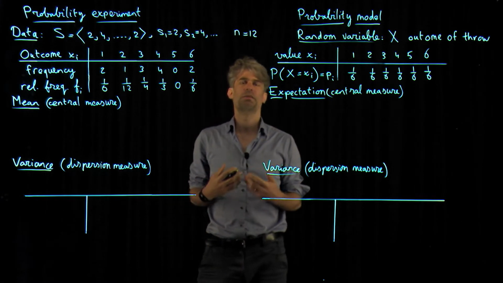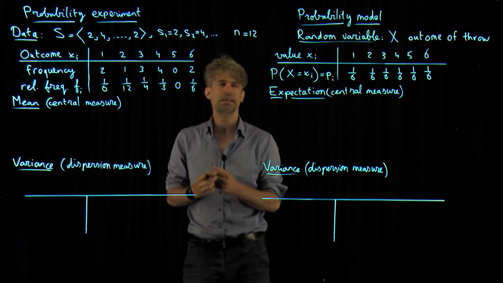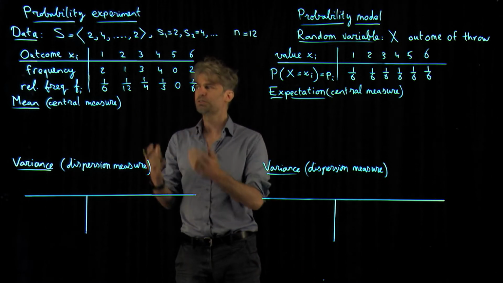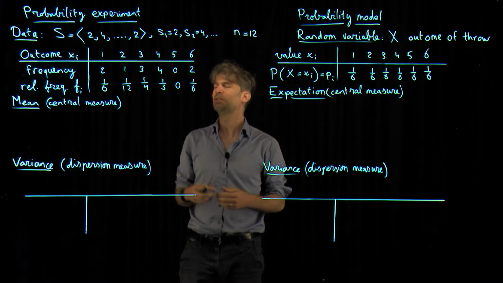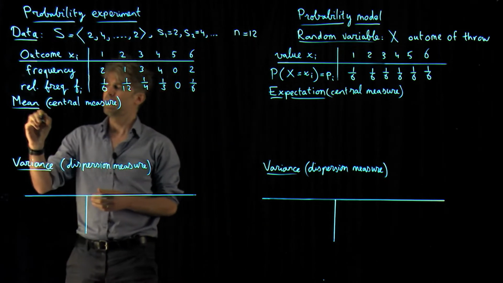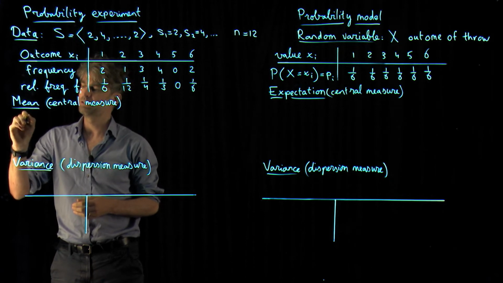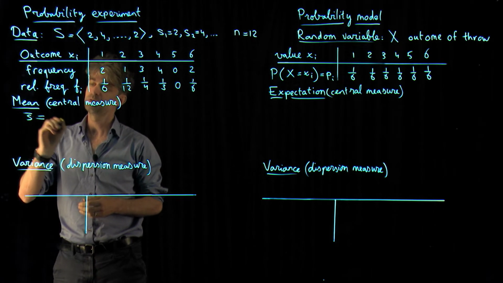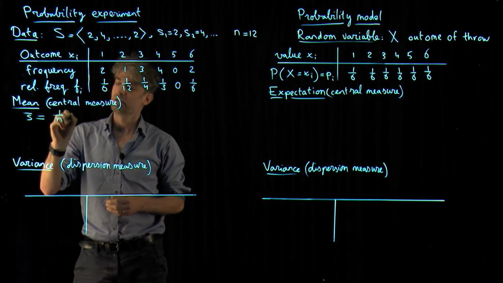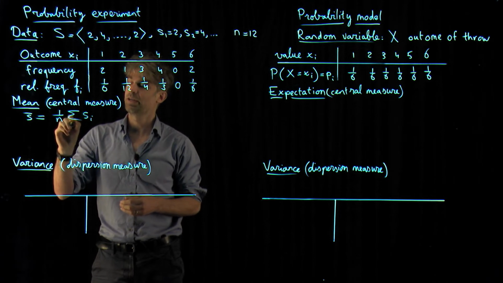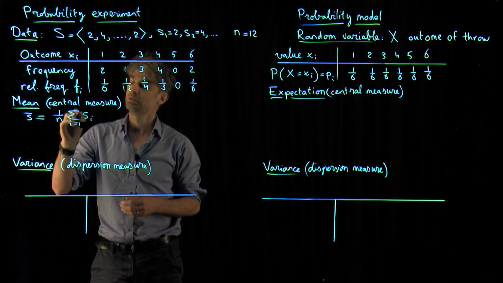Central measures are ways to say something about the data here, and about the probability distribution here, in one number. And of course, you're very well acquainted with the notion of mean, and you're probably used to computing this directly from the data. The mean is denoted in this case by S bar, and you compute it as 1 over n times the sum of all the data S_i, where i goes from 1 to n.